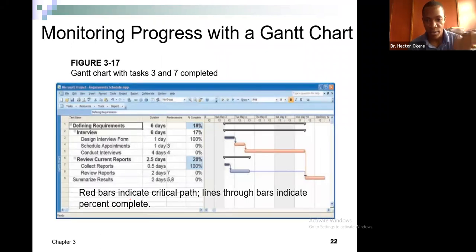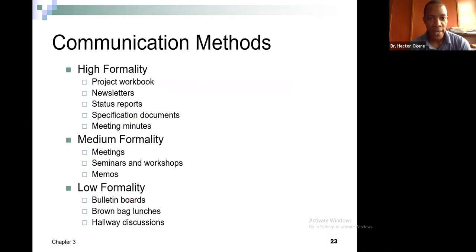All right, so we've discussed all of this. So what is the level of communication you want to have? You want to have high formality, low formality, or medium formality. So you can have a project workbook that is a high formality communication method. You can have a status report, newsletter, meeting minutes. So every time you have a meeting, you have to write down every minute of the meeting, what was discussed. So that is high formality.